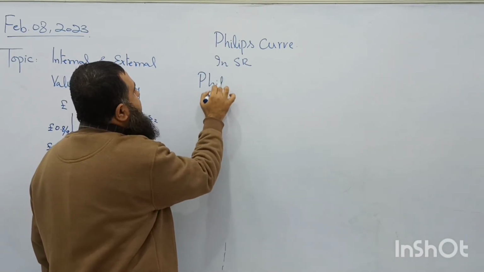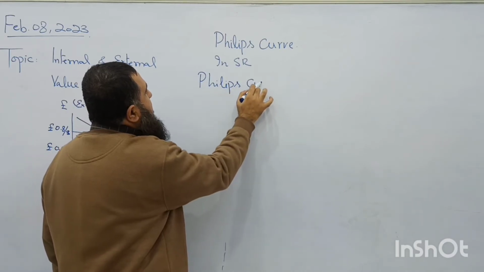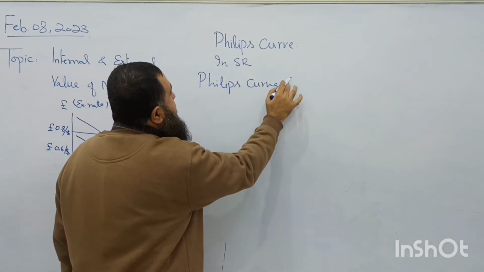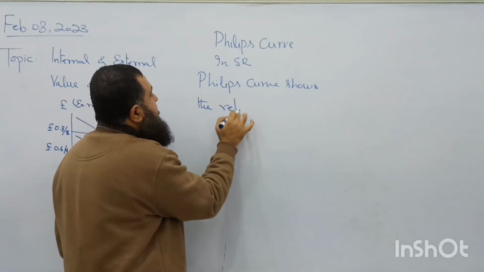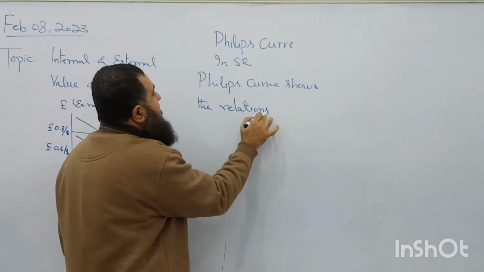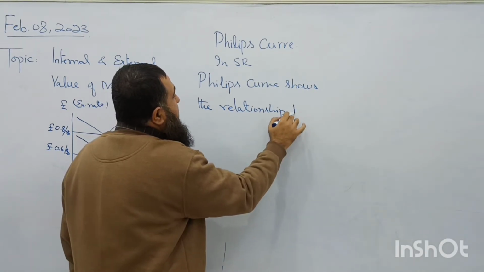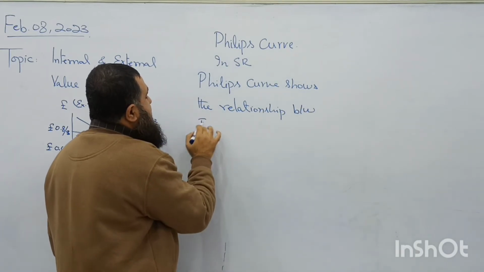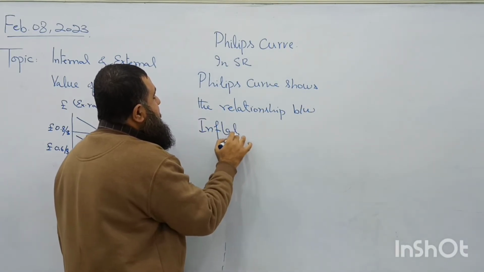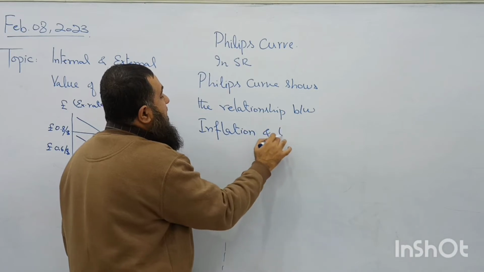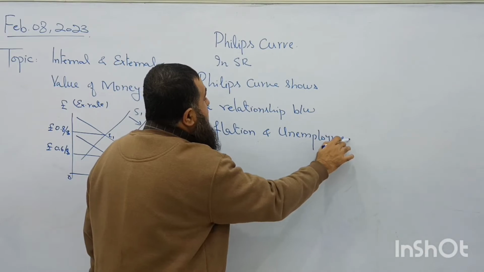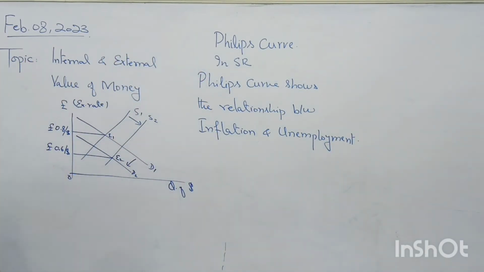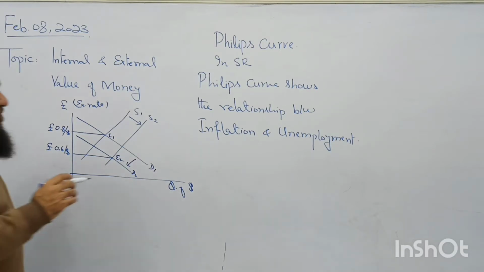The Phillips curve shows the relationship between inflation and unemployment. What does it show? It shows a relationship between inflation and unemployment. So during the short run there is an inverse relationship.